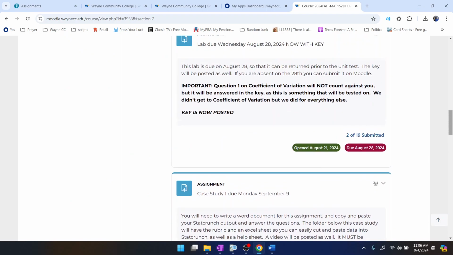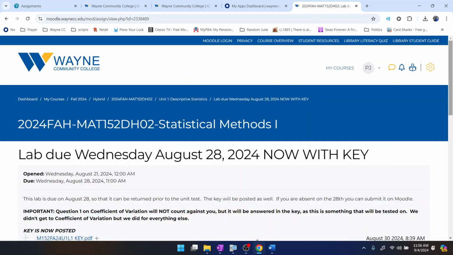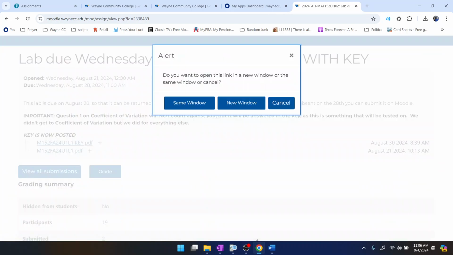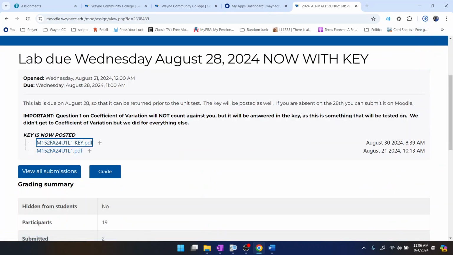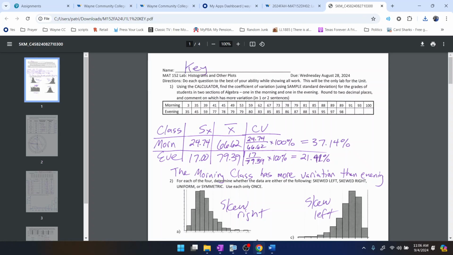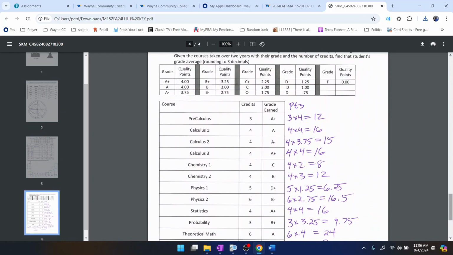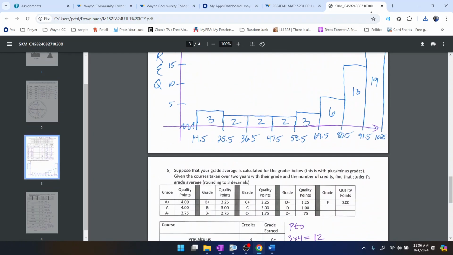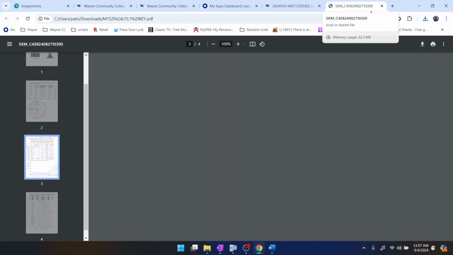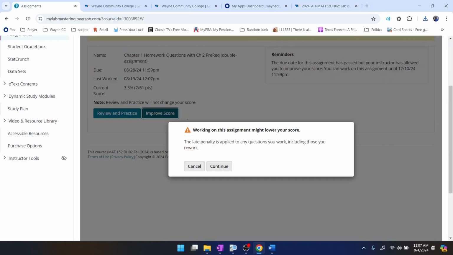That I have handed back to you, if you notice, it says now with the key. So you can actually look at that key, download it, and here it is. I'm going to post keys to everything that we do in this class, all the labs anyway, not the tests, because on the tests you will be able to do corrections and get half of your lost points back. So that's another way to improve the score.